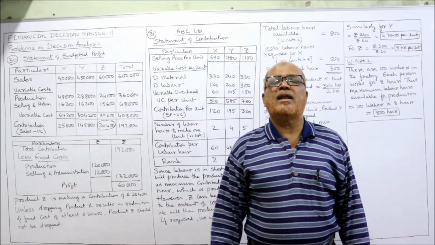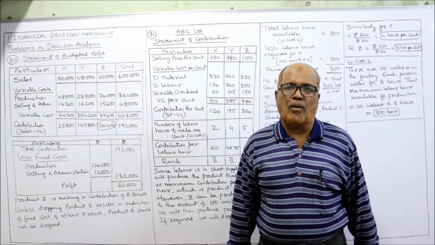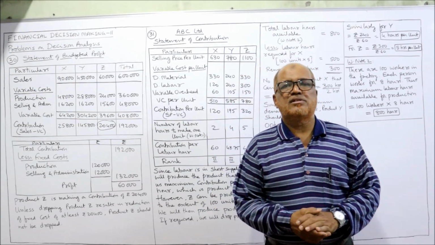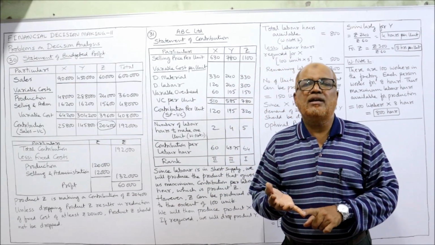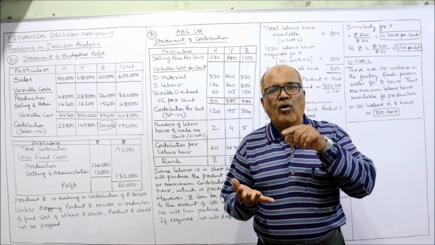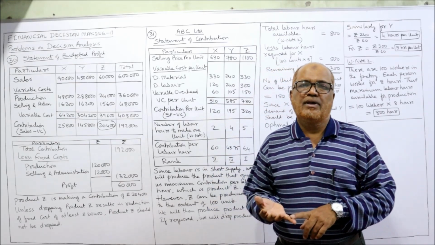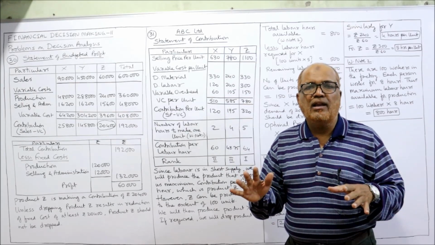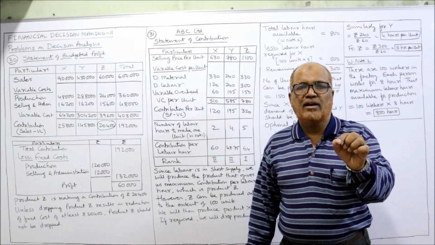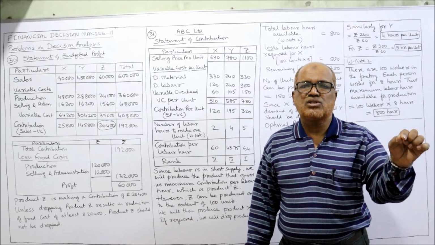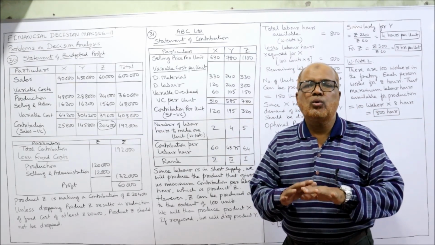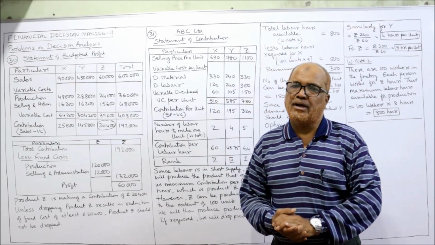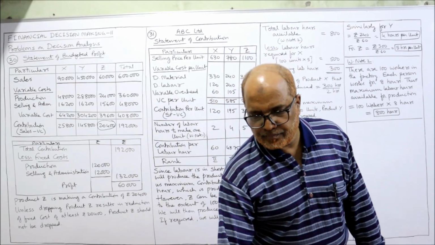Finally, you advise the management whether product X should be dropped or not. The only new point in this problem is that it is a problem of continuing or dropping a product along with a key factor. The key factor is time. We don't have unlimited time. Only 100 workers are there, and each worker works for 8 hours. The total maximum is only 800 hours. Right?